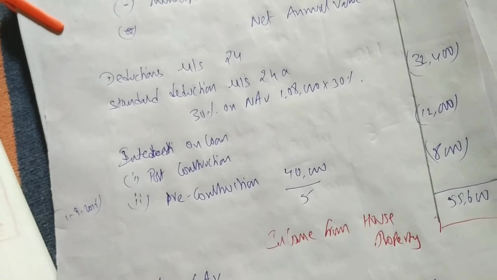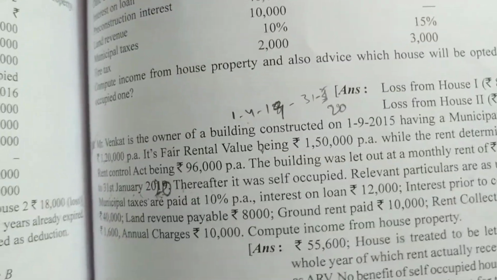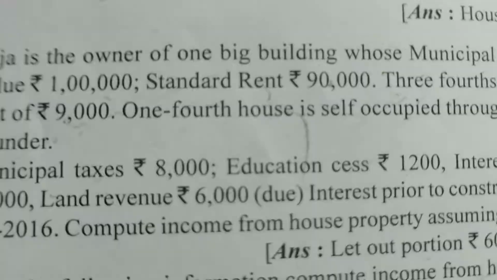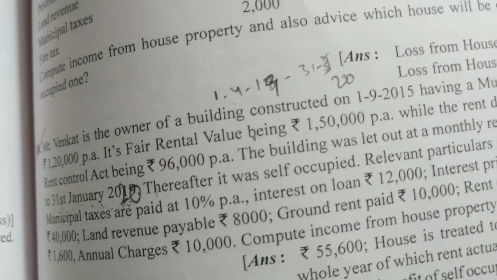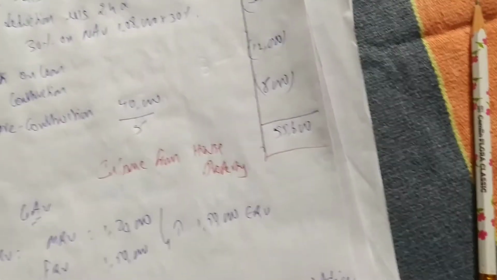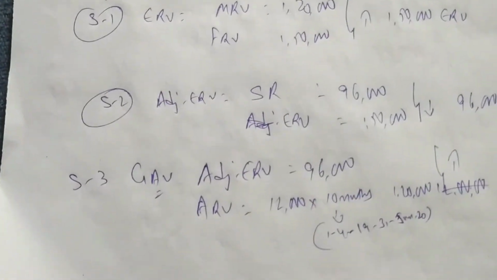Okay. And he is considering the entire portion as 1 unit. So the entire building is 1. But in the earlier problem, he is saying 2 units are separately independent. Both units are independent. Both are separate. That's why we have done separately. But here no need because he is saying the entire building is 1 only. Okay. So very easy.